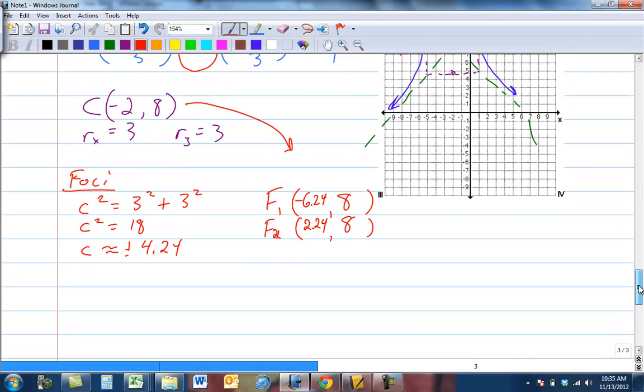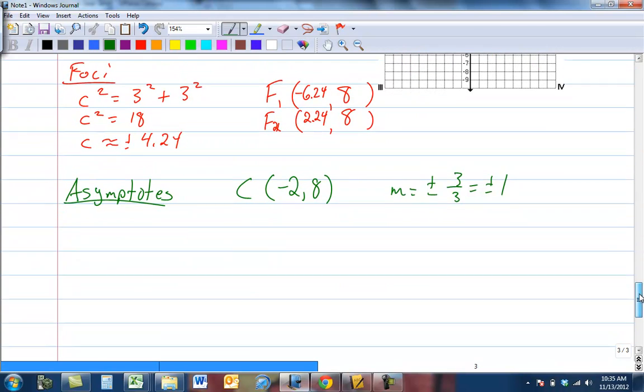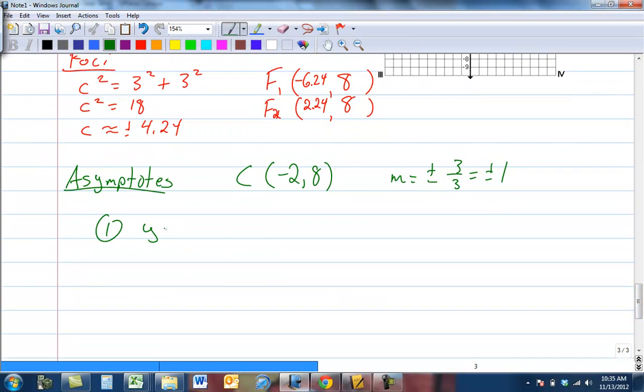Then that leaves us the asymptotes. Remember, we're using the center, -2, 8. And our slope is going to be plus or minus r sub y divided by r sub x. So 3 divided by 3 is plus or minus 1. So our 2 equations are going to be y minus 8 equals 1 times the quantity x plus 2. And our other one is going to be y minus 8 equals -1 times the quantity x plus 2.